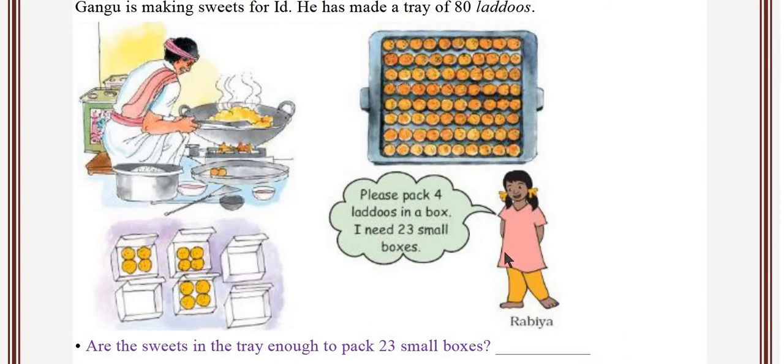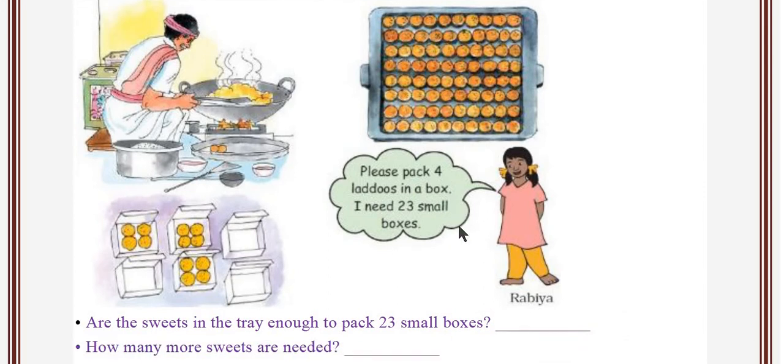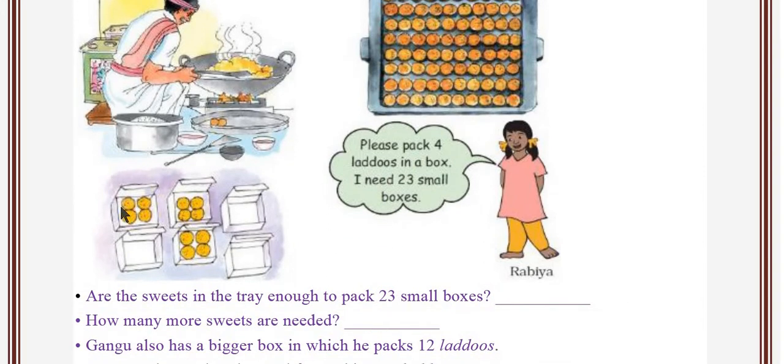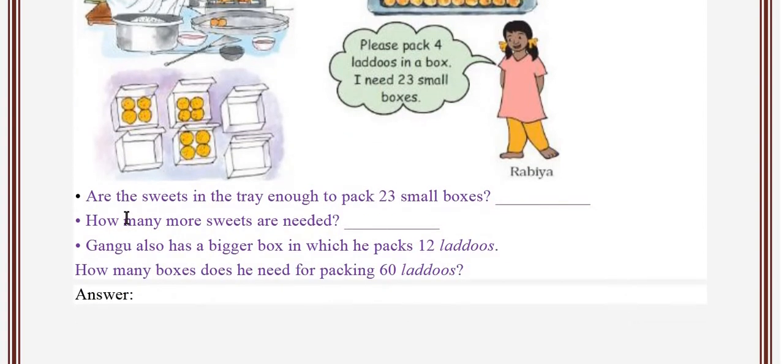Now here Rabia is there. Rabia told Gangu, please pack 4 laddus in a box. I need 23 small boxes. Rabia wants 23 boxes and in one box she needs 4 laddus. See here, some boxes are given. In one box 4 laddus are there. Are the sweets in the tray enough to pack 23 small boxes? How many more sweets are needed?